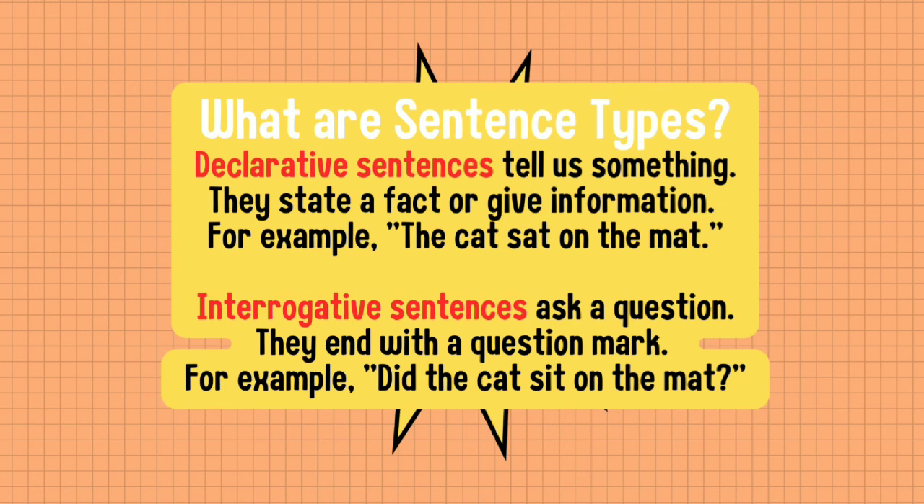So let's see what are declarative sentences. Declarative sentences tell us something. They state a fact or give information. For example, the cat sat on the mat. This is a declarative sentence.